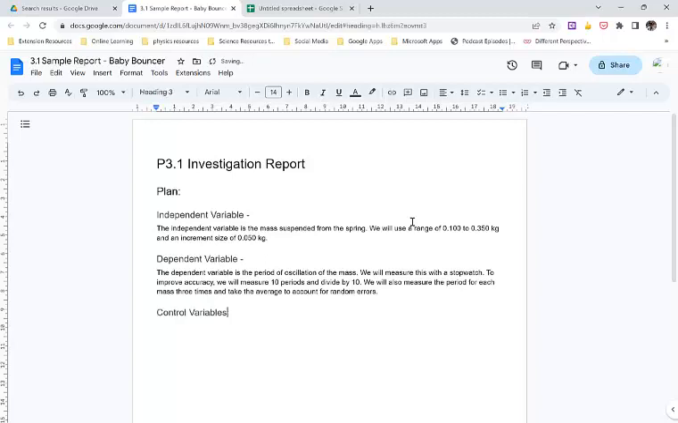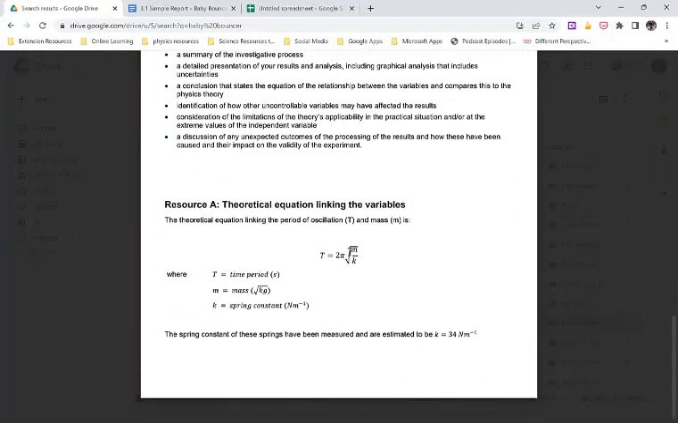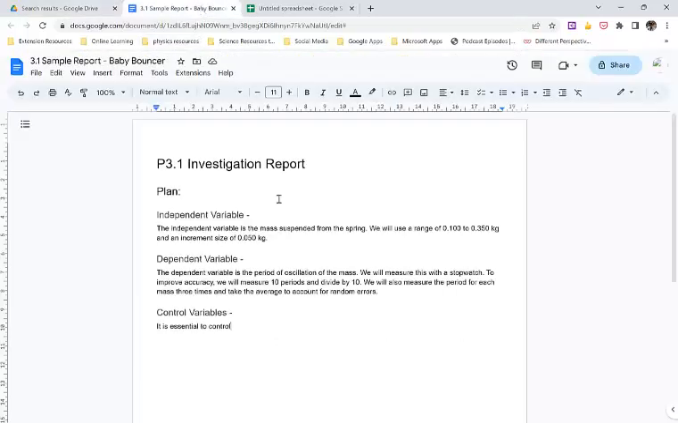I'm going to just make that a heading 3 as well. It is essential to control. Now we want to go back to our equation here and just see, in this equation we have T, M, and K. Pi is not a variable, it's just a number. So we're testing the relationship between T and M. If we don't control K, then our experiment will be a failure because the spring constant also affects the period. So we therefore know that it is essential to control the spring constant, K.